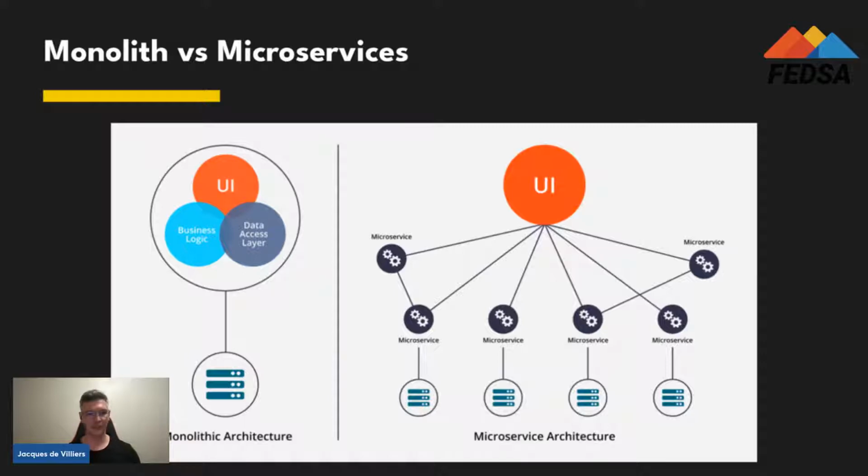Let's look at the difference between microservices and monoliths. This is your more typical architecture where you've got a single application backend, and then your front-end UI with all the business logic and the data layer access.